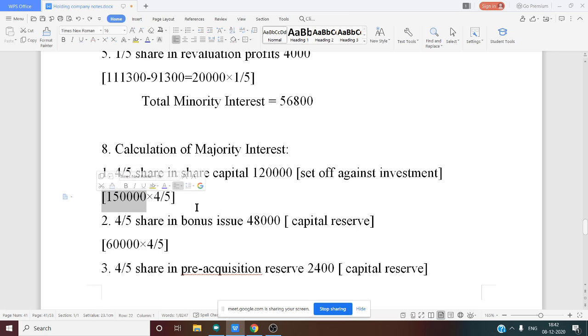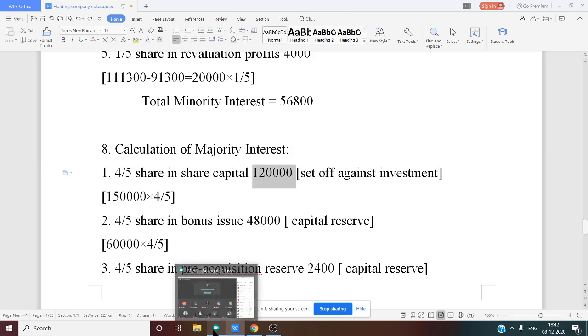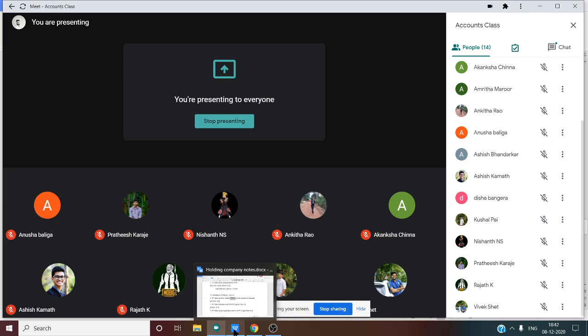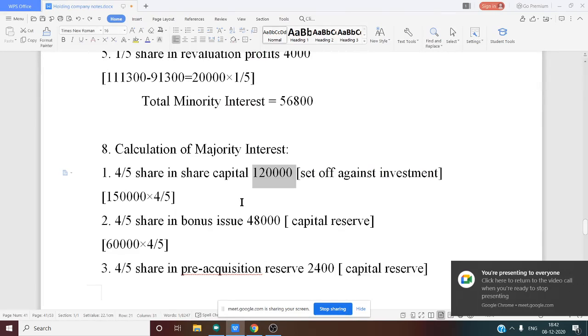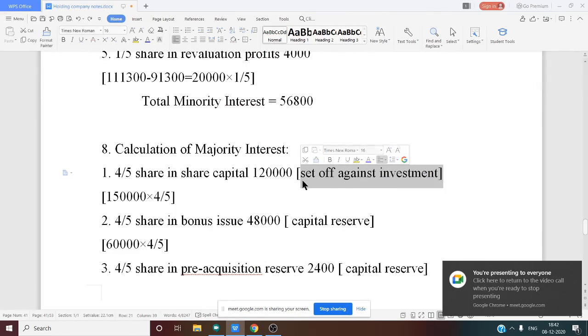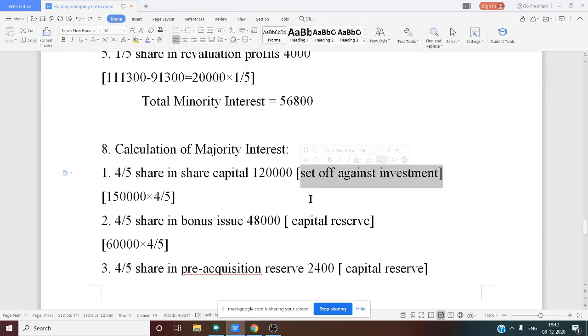Subsidiary company share capital 1 lakh 50 into 4 by 5, so the answer is 1 lakh 20,000. This 1 lakh 20,000 is nothing but the paid up value of the share. This is the information we calculated in the first working note for interim dividend calculation, so you can compare with that. It tallies. Here 1,20,000 is the paid up capital, which you have to set off against investment. What is the investment amount? We have to see the balance sheet.